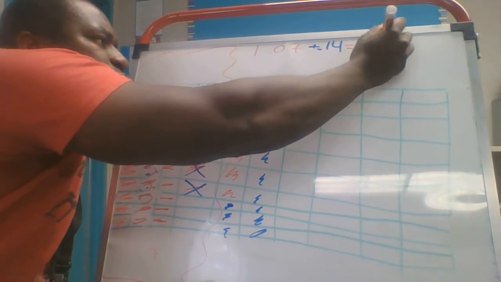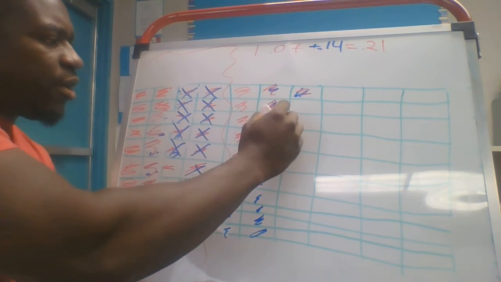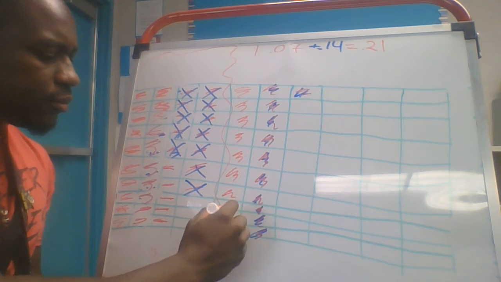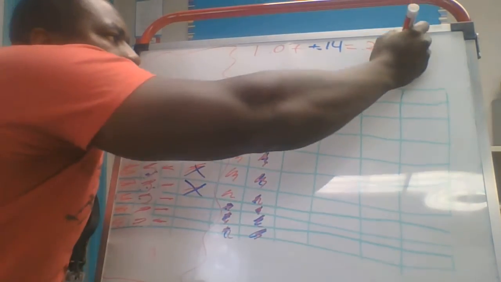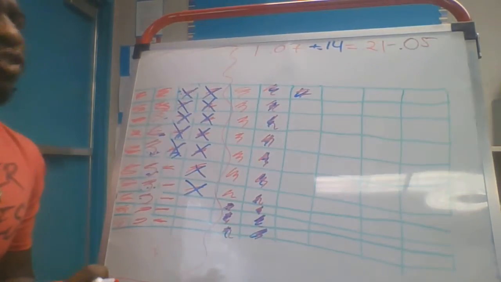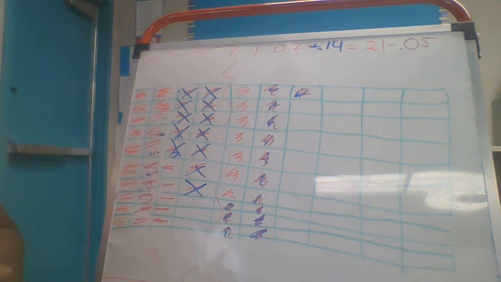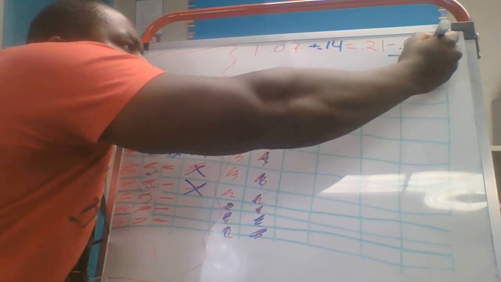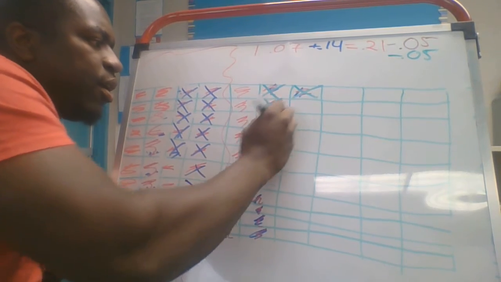We got 21 hundredths. Okay, so let's say I wanted to subtract. So let's just use these since we already got them filled in. I want to go, what's 21 hundredths minus 0.05, 5 hundredths? Now I'm going to use a different color, and I'm going to cross out 5 hundredths. 1, 2, 3, 4, 5.